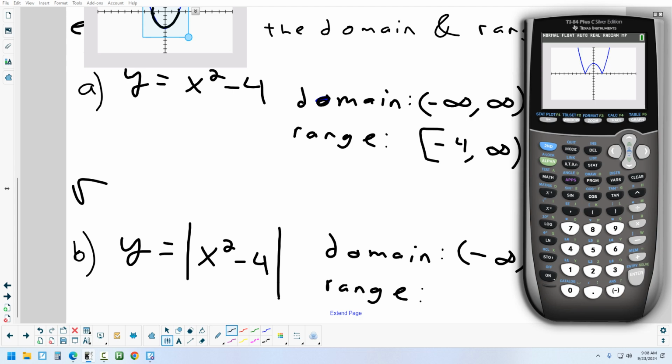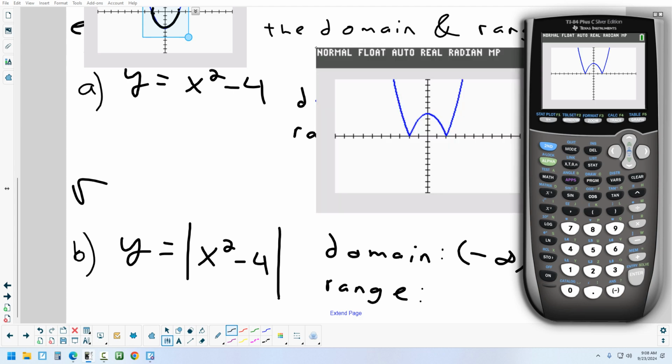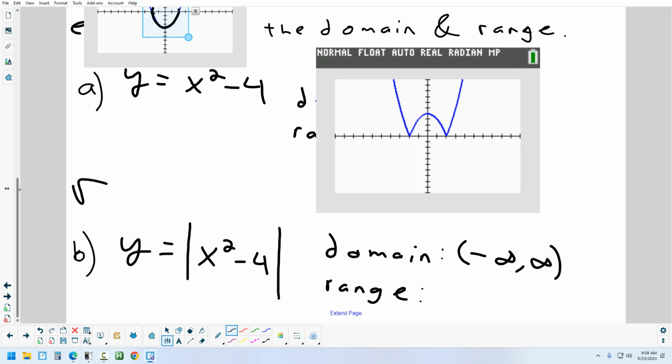Okay, but the range is different. It's not -4 and up. What does it look like it is now? 0 and up. So the lowest that the graph goes is 0, and the highest it goes, it just keeps going up forever.